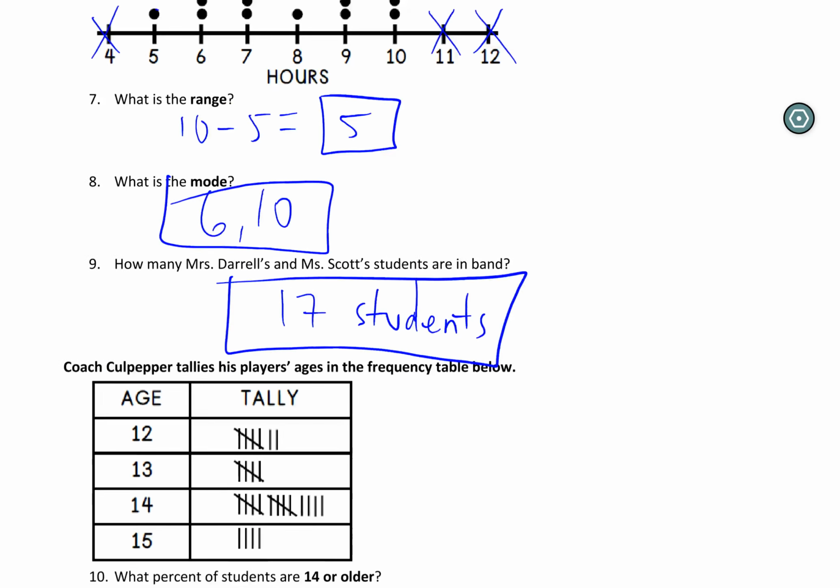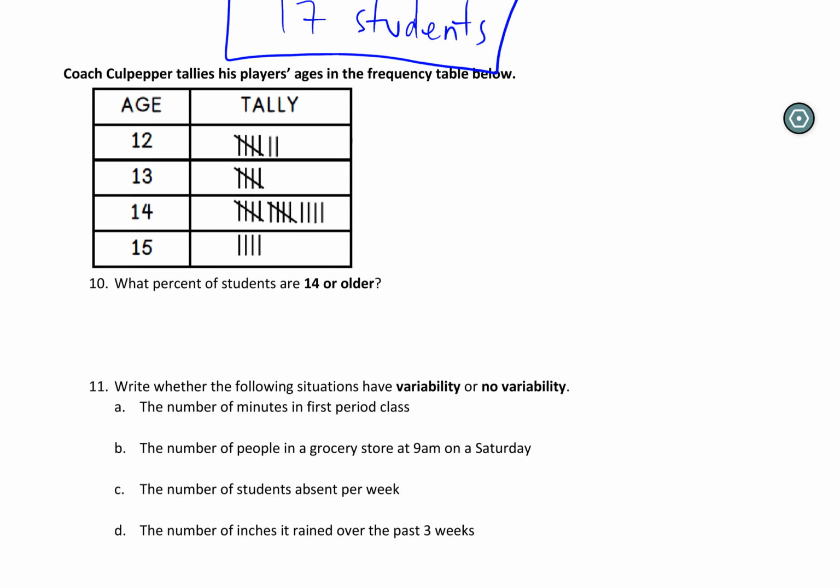Next I have Coach Culpepper tallies his players' ages in a frequency table below. What percent of students are 14 years of age or older? So I look here, I have 14 or older, so 14 and 15 are all eligible. So 14 I have 10, 5, 10, and then 14. So there's 14 people that are 14, and then I have 4 that are 15. So if I add that together, I'm going to get 18 students out of a total of 30, and I can just count up my tally marks to see that there's 30.